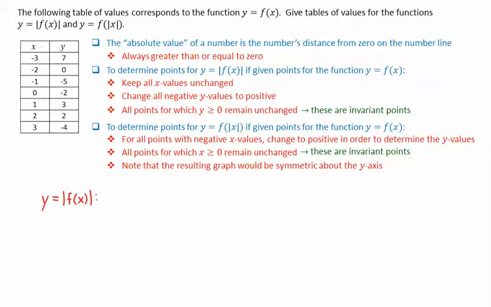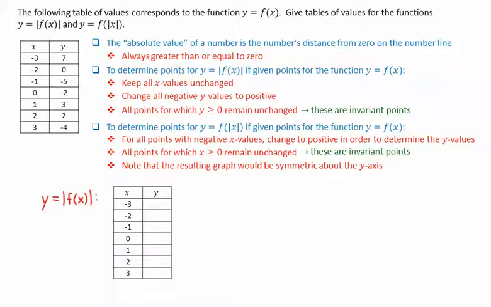For our table of values, first of all, let's look at y equals the absolute value of f of x, keeping all of the x values the same. For x equals negative 3, y is 7 for f of x, so we keep it as y equals 7. For x equals negative 2, y is 0, so we keep it as 0. Looking though, if x equals negative 1, for f of x, y would have been negative 5. That means that for the absolute value of f of x, we make it positive 5.